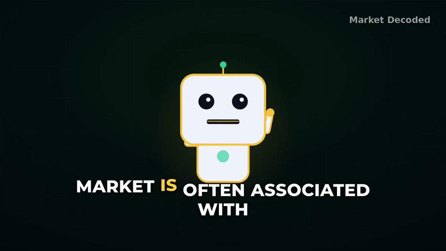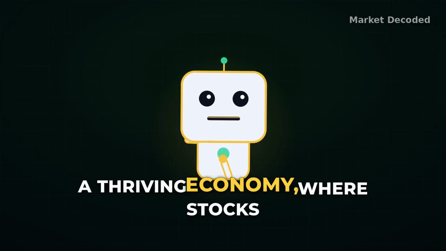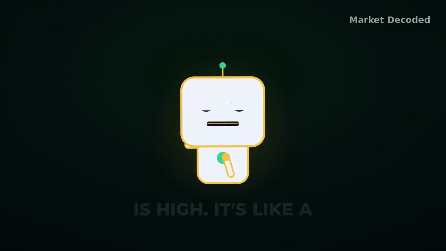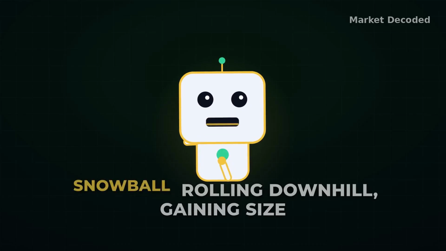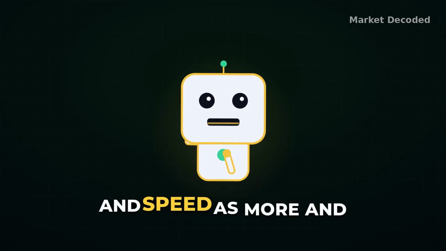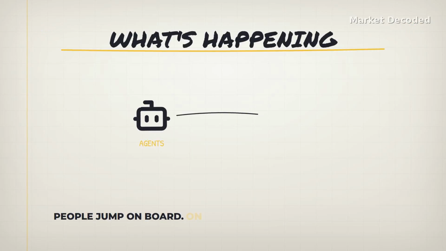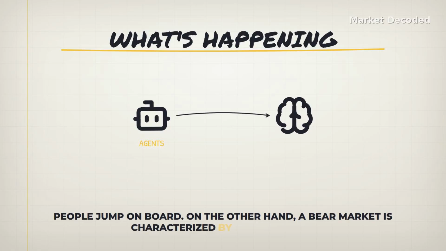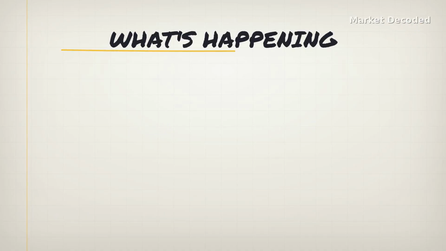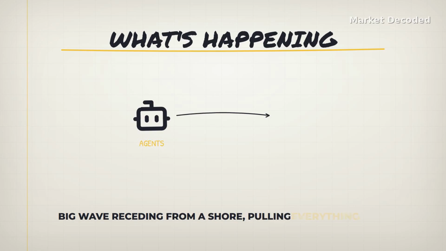A bull market is often associated with a thriving economy, where stocks are rising and investor confidence is high. It's like a snowball rolling downhill, gaining size and speed as more and more people jump on board. On the other hand, a bear market is characterized by a decline in stock prices and a general sense of pessimism among investors. Imagine a big wave receding from the shore, pulling everything back with it.